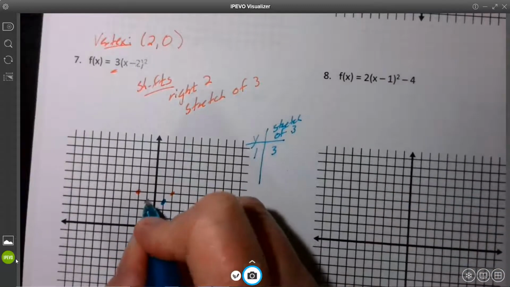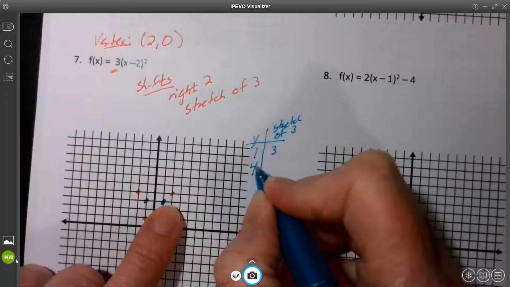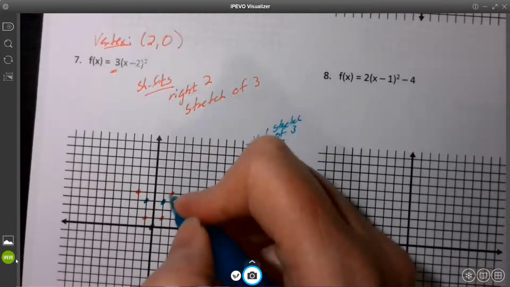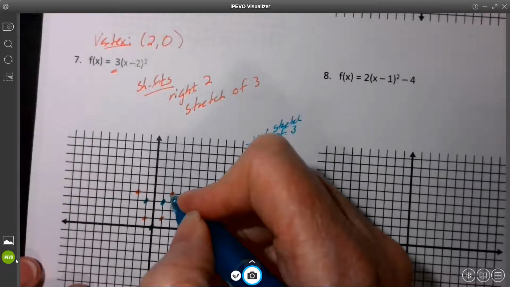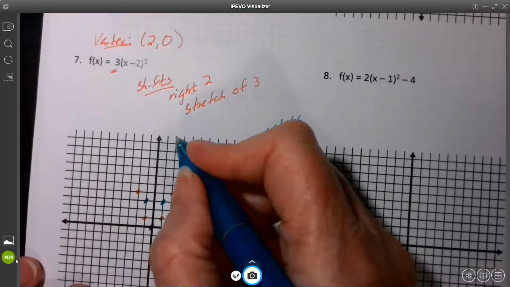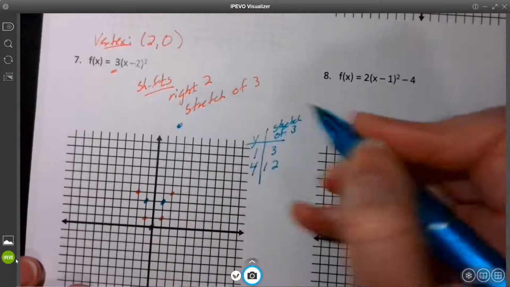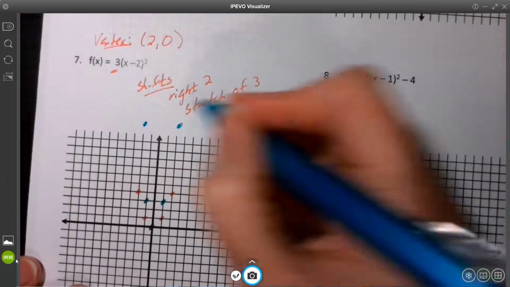And of course, the reflection point. If I have this point that has a y value of 4, 4 times 3 is 12. So this is how much the stretch works. This point goes all the way to 12. Here's 4, 5, 6, 7, 8, 9, 10, 11, 12. It's approximately where it goes. So my parent function looks like this.